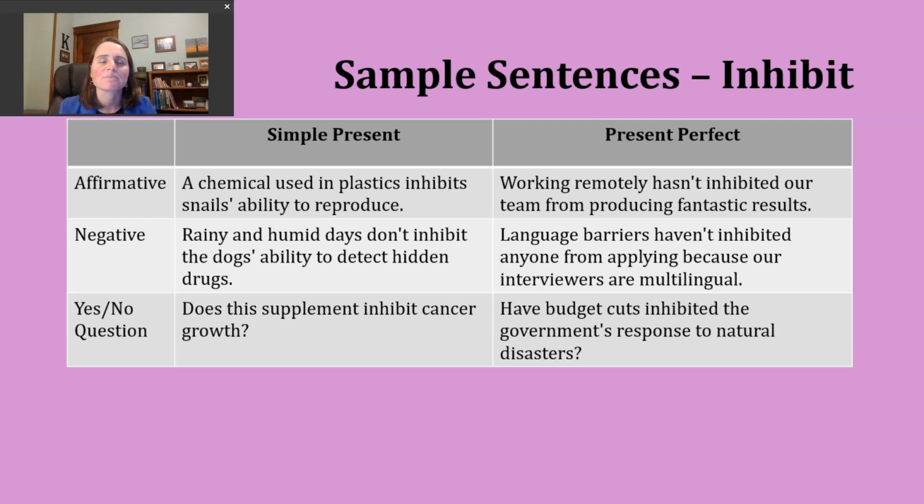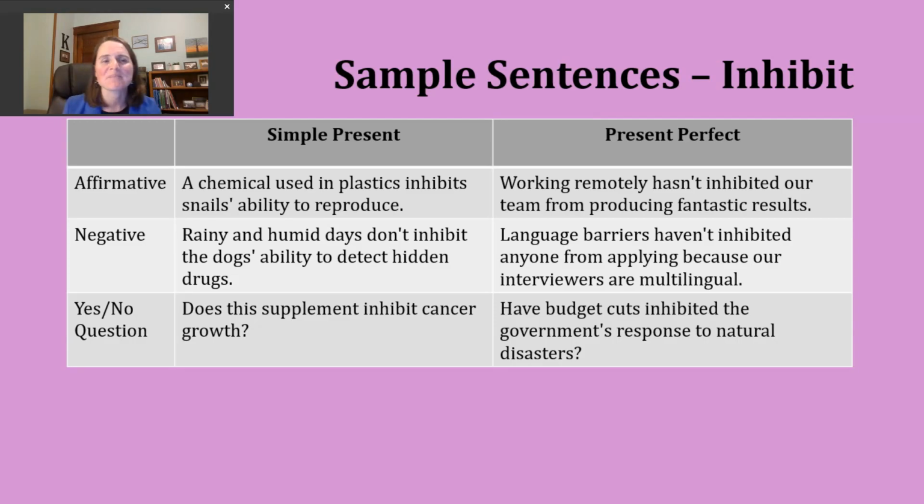Finally, let's look at making a yes or no question in the simple present. To do this, I start with either do or does, whatever form matches our subject, that comes next, and then you'll see the base verb. I always like to point out to students, notice I'm not adding an S to the end of the verb in the negative or in my yes or no question.